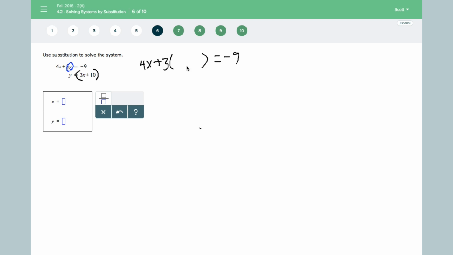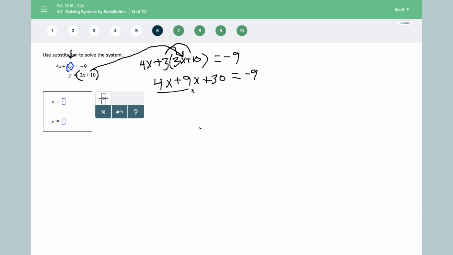So 4x plus 3y. What is y? Y is 3x plus 10. Now I'm going to distribute, and that gives me 4x plus 9x, excuse me, plus 30. So all I've done so far is I've taken the y and plugged it in for y, wherever I saw the y. And then I just distributed the 3.